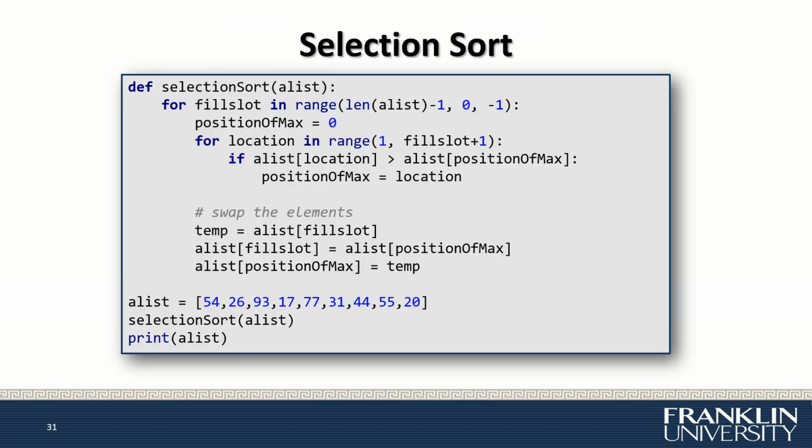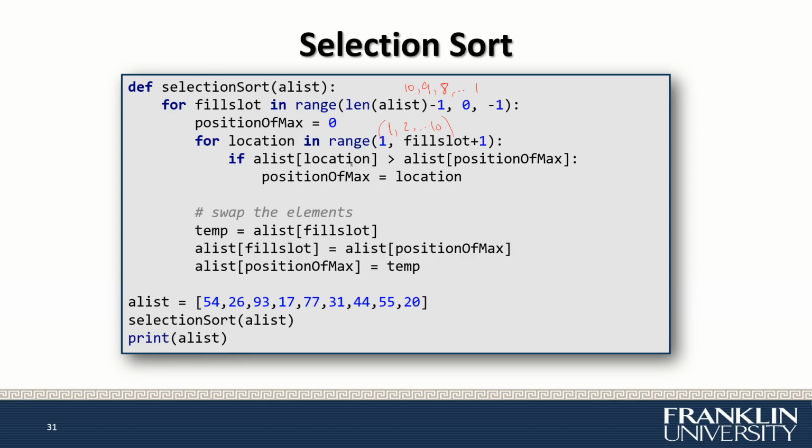And here is selection sort. Just a tad more complicated than the bubble sort. I have a fill slot for range of the length of the list minus 1. So again, if the list has 10 elements, it will go from 10, 9, 8, all the way to 1. And for the location, I will go from range of 1 to fill slot plus 1. So if I pass in 10, it will go all the way to 10 in this case.